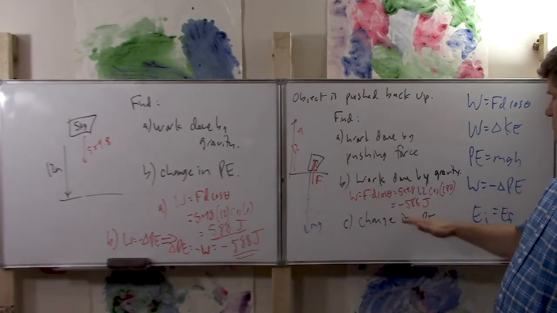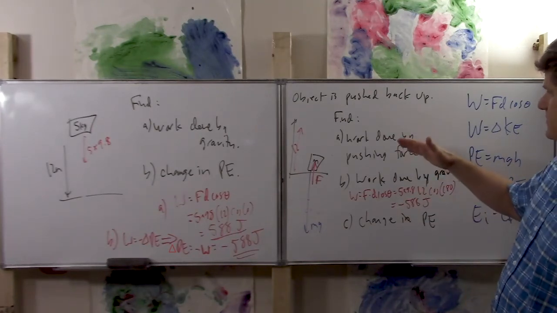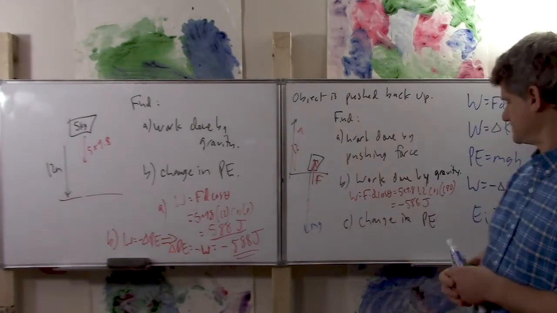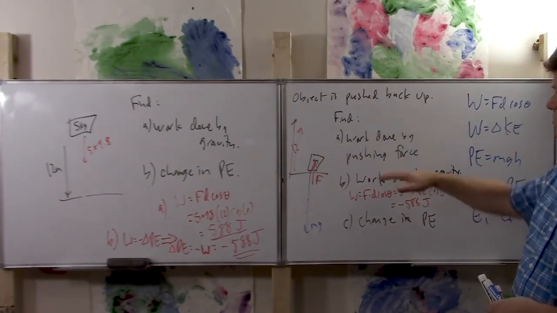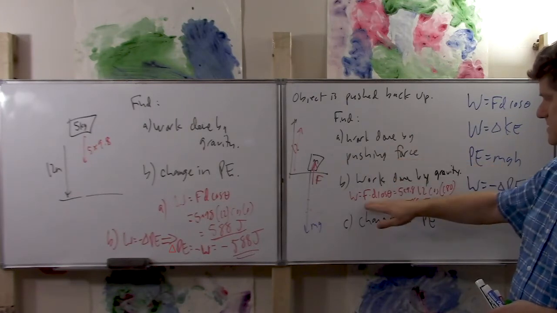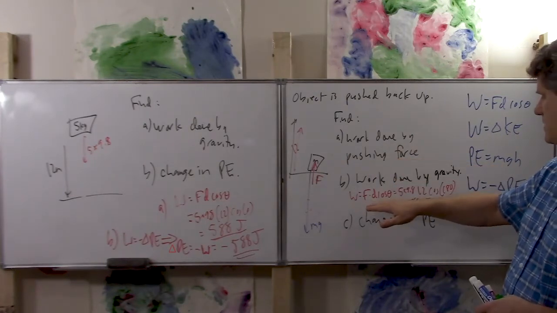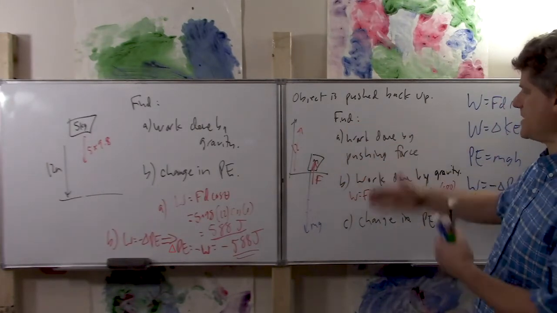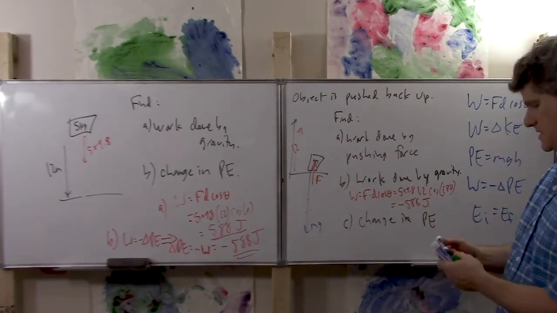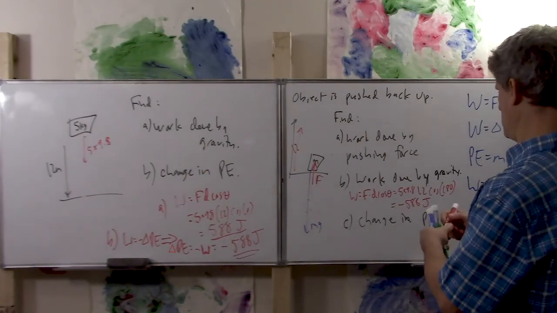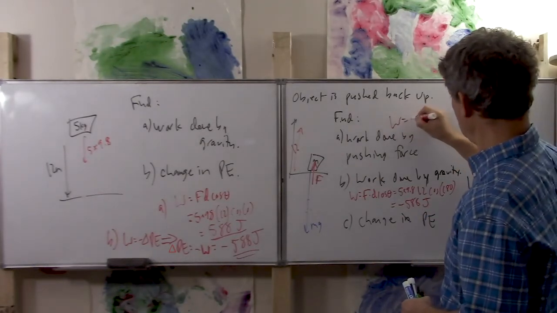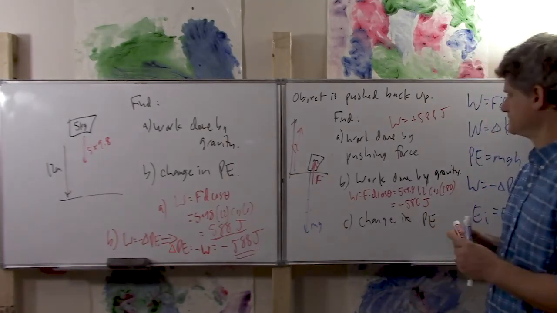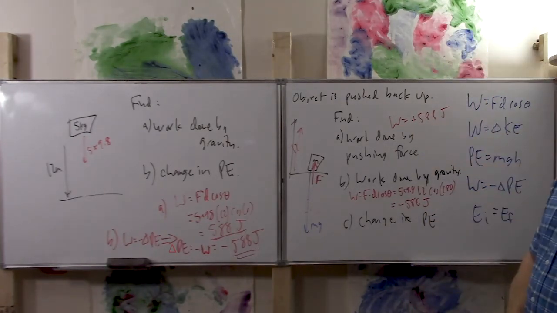So overall, are we doing negative work? Well, no, because we have a pushing force. So we're balancing what gravity's doing. So the work done by the pushing force should be opposite that. Gravity wants it to go down, the pushing force wants it to go up, and it's going to be exactly the opposite amount. So work equals positive 588 joules. So now we can do part C.